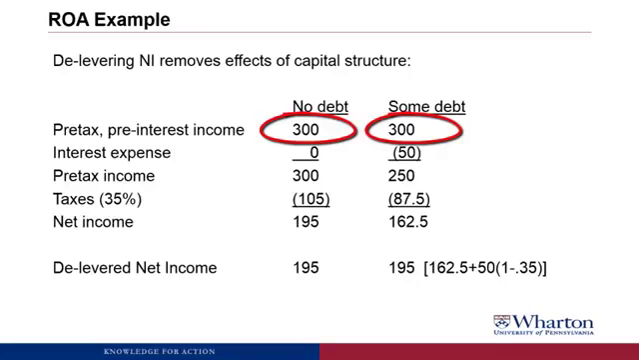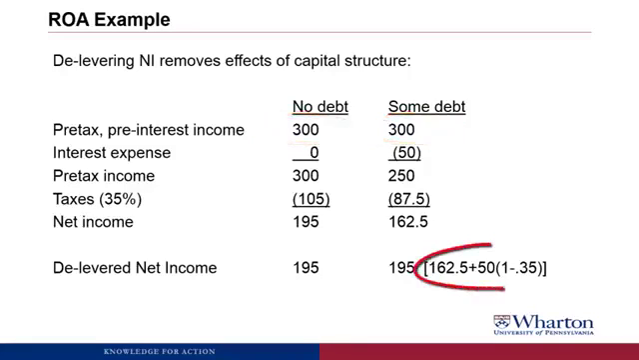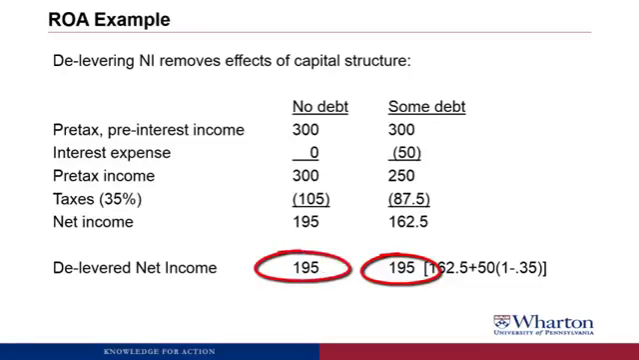So we need to de-lever net income for the some debt company. So we take 162.5 plus 50 times 1 minus the tax rate. And what you see, that removes the interest expense, it removes the tax effect of having the interest expense in there, and we get to the same de-levered net income. So we put that now into ROA, and we'll get the same conclusion that these companies have similar operating performance. So for ROA and return on sales, we're going to use de-levered net income. For ROE, we want to use regular net income because ROE is after including the effects of financing, and so we want the effect of financing to show up in net income as well.